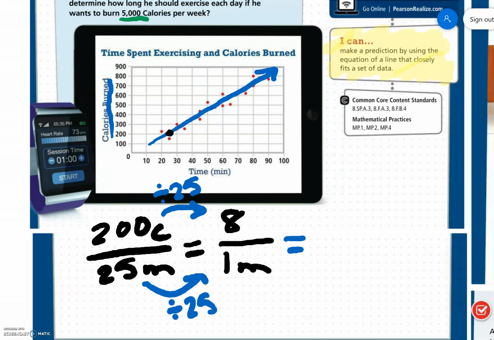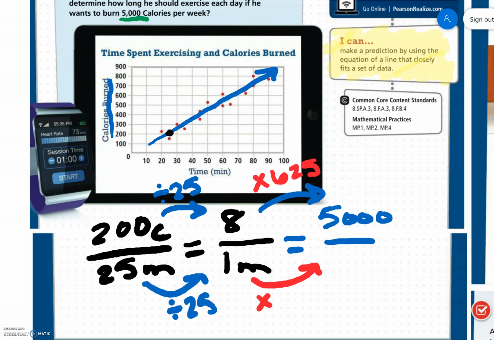But we want to know how long it's going to take him to burn 5,000 calories. So I'm going to do 5,000 divided by 8. To get from 8 to 5,000, we have to multiply by 625. So if you do the bottom, you do the top. So it's going to take him 625 minutes to burn 5,000 calories.